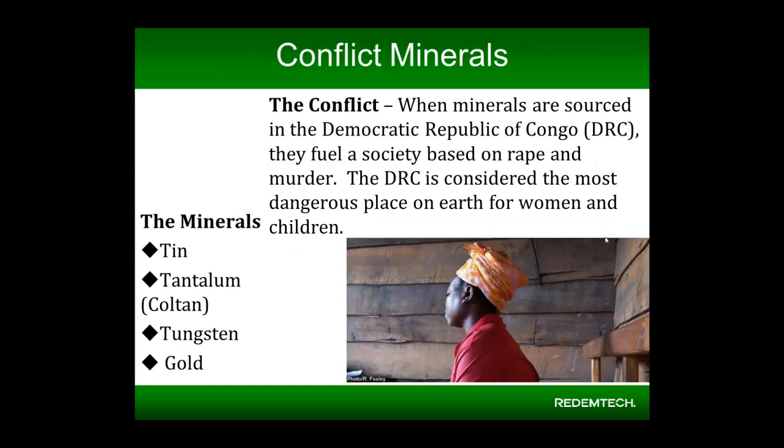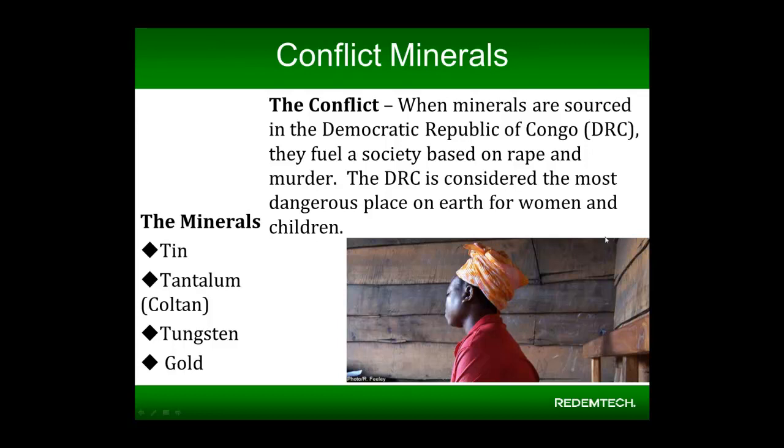The conflict minerals are tin, tantalum, tungsten, and gold. Now, they are not only sourced in the Democratic Republic of the Congo, the DRC, but when they contribute to a society that is known to be one of the most dangerous places on the earth for women and children. This is a society where rape and murder are used as processes of intimidation, and children are performing the labor.